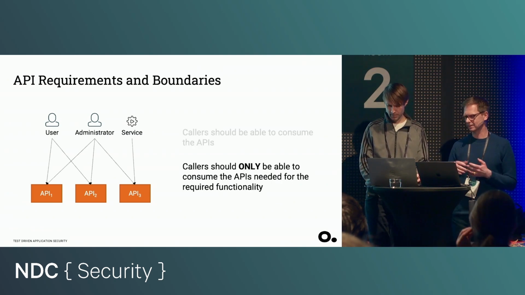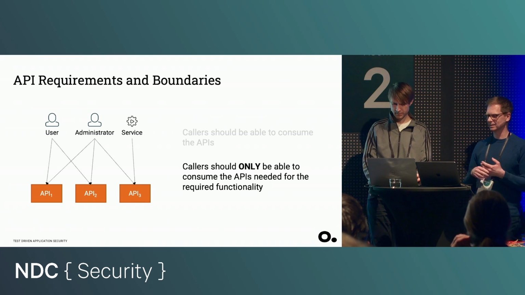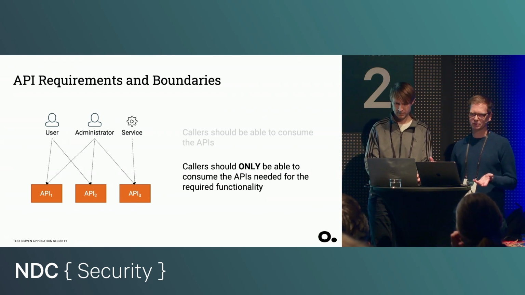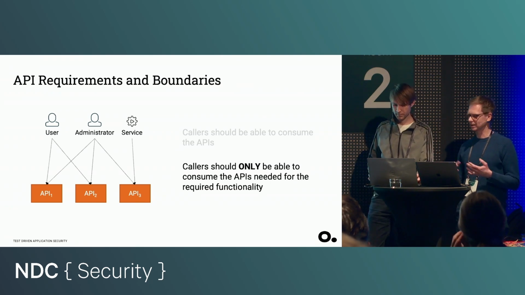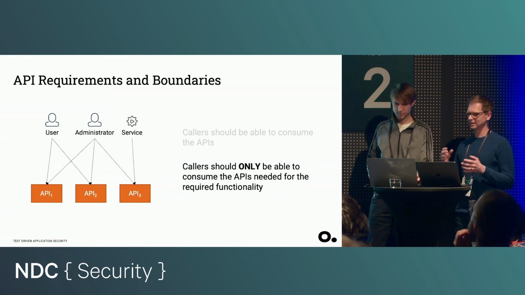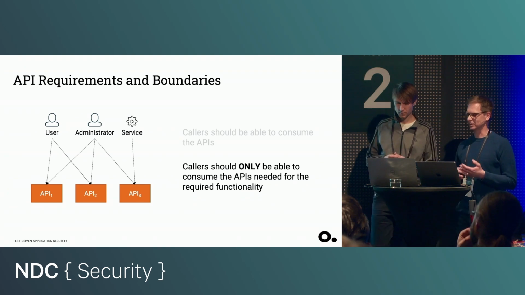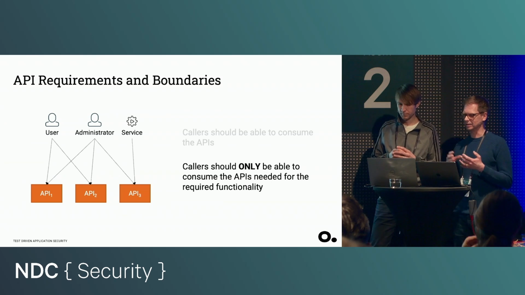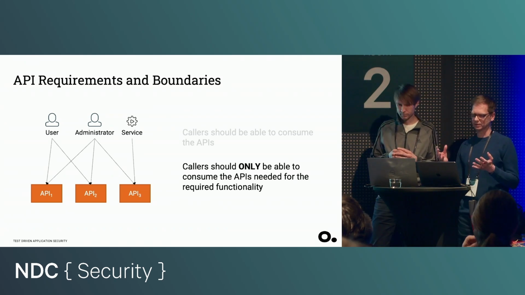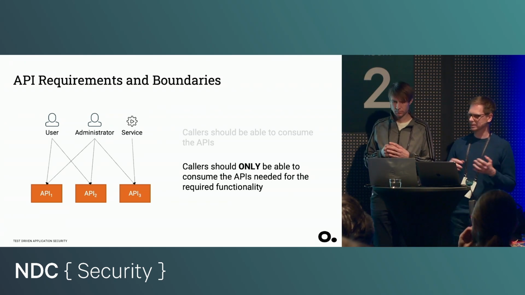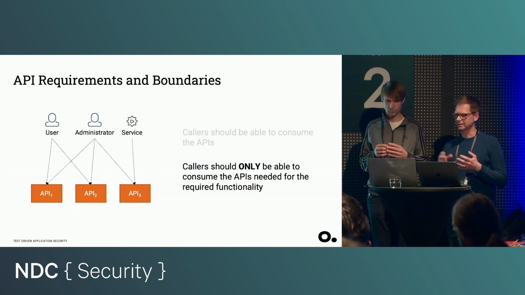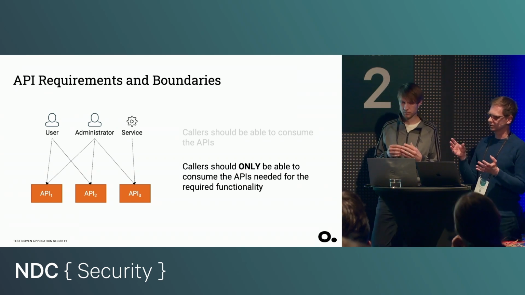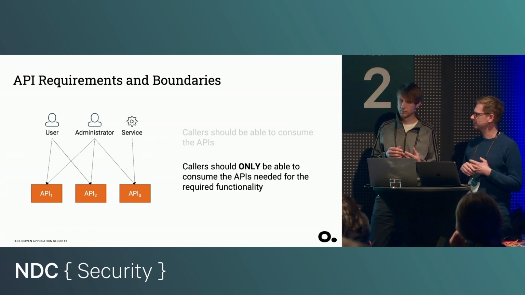Instead, I think that we could express this requirement as: the caller should only be able to consume the APIs and functionality needed. We know that this sounds easy and completely obvious, but we often find that teams do not express negative requirements like this. And it is essential for security that we identify boundaries in our requirements.